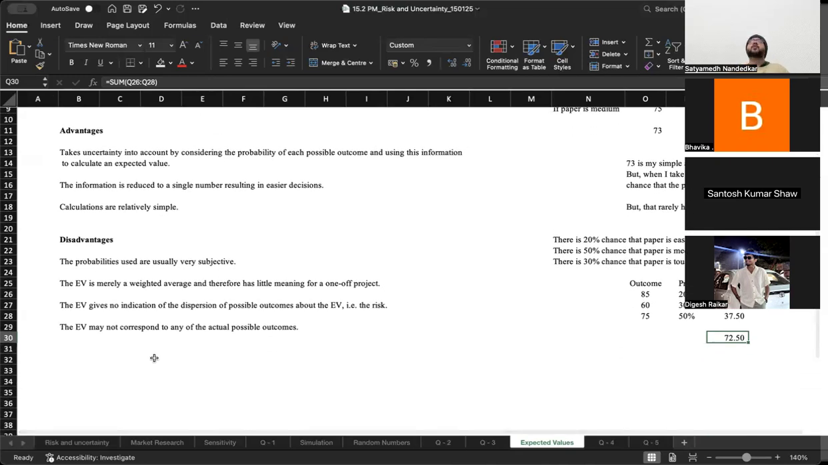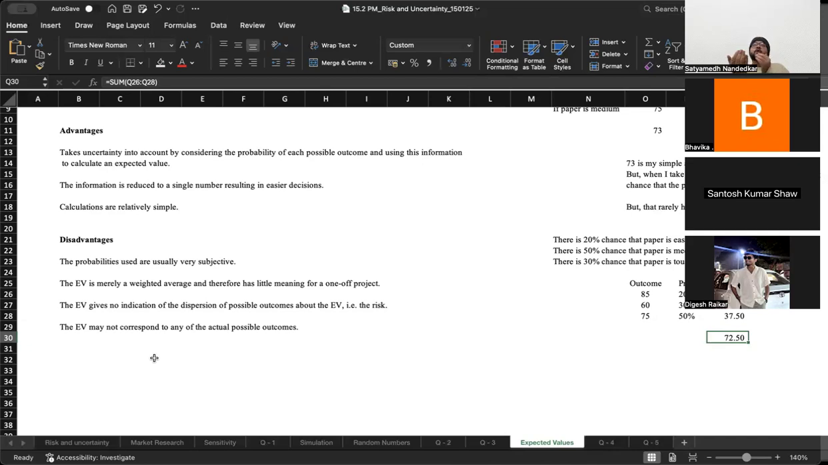But see, somebody might have a follow-up question. How do you know that the probability is 25? Why not 35? Why not 60? So this is a subjective number. And the expected value is merely a weighted average and therefore has little meaning for a one-off project.